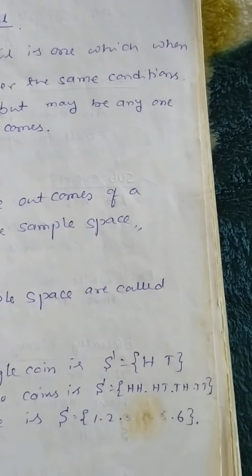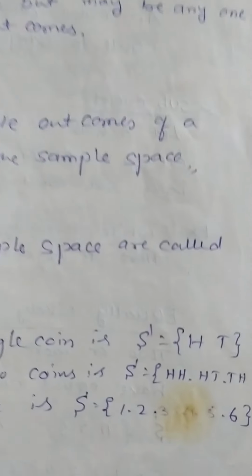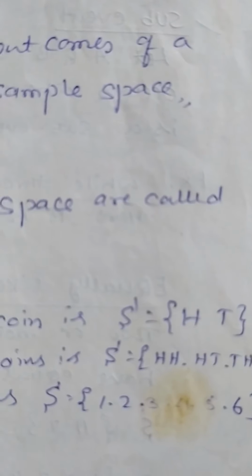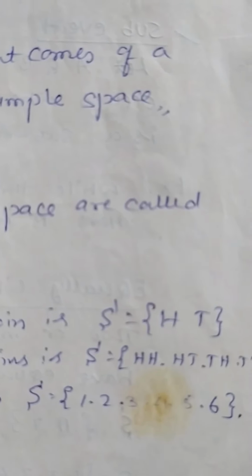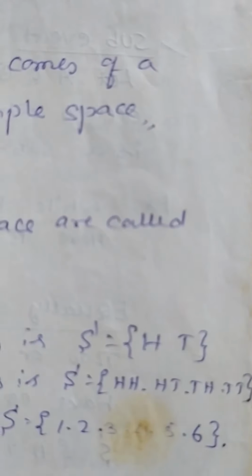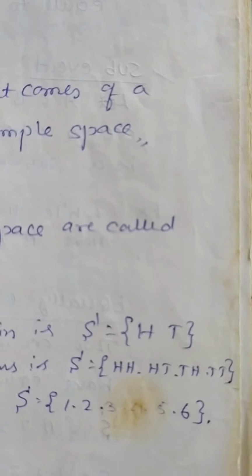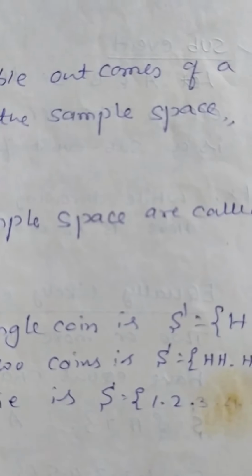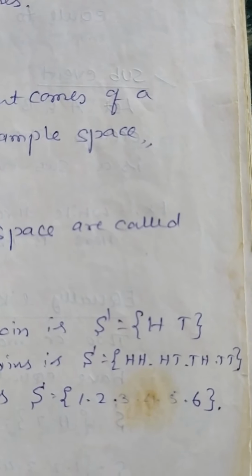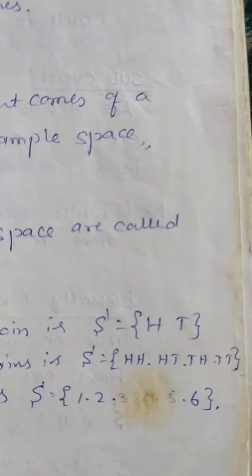Okay. When we toss 2 coins, what is the sample space? If we toss 2 coins, H and H, this is one outcome. Next, H, T, head and tail. Next, tail and head. Next, we may get tail and tail. Then what is the sample space? There are 4 outcomes: HH, HT, TH and TT. And when we throw a die, what is the sample space? Sample space is 1, 2, 3, 4, 5 and 6. These are the 6 outcomes.